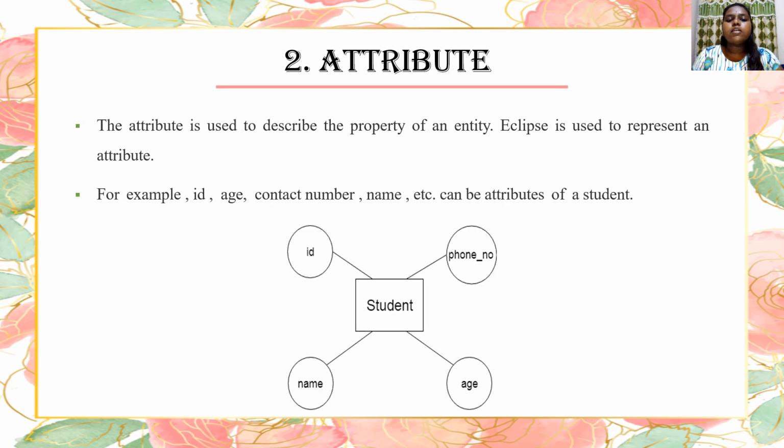The attribute is used to describe the property of an entity. An ellipse is used to represent an attribute. For example, ID, age, contact number, name, etc. can be attributes of a student.